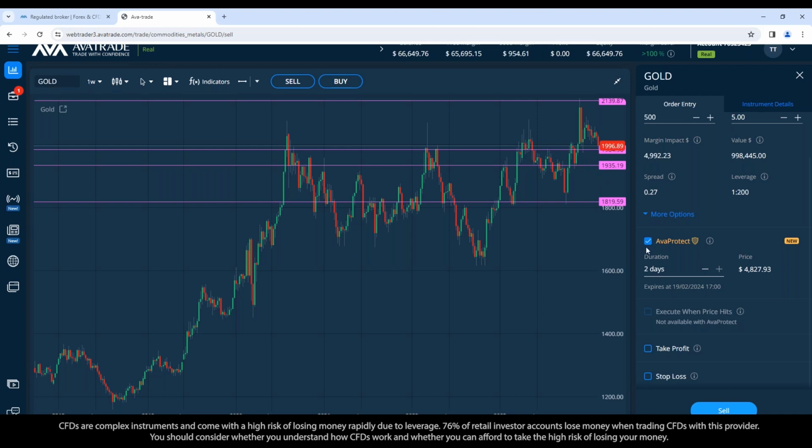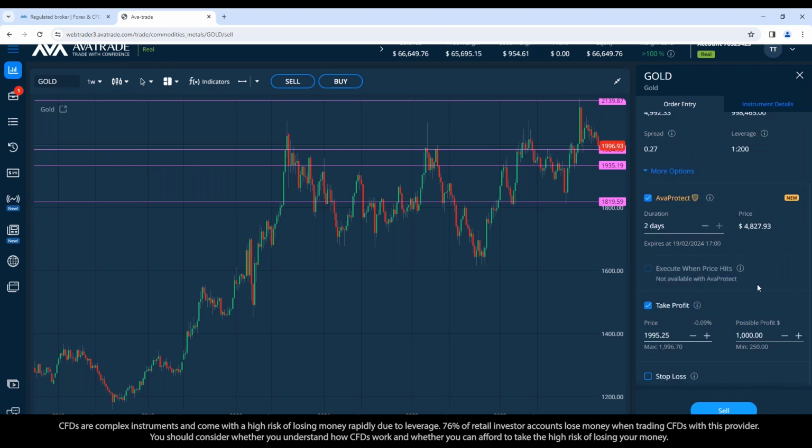So 1935, so I'm going to say 1938 if 1935 is my support. So 1938 take profit. Okay, wow, almost $30,000 potential profit. Cost me $4,800 for the protection. Again, I don't necessarily want to risk that much. I don't want to pay that much for protection.